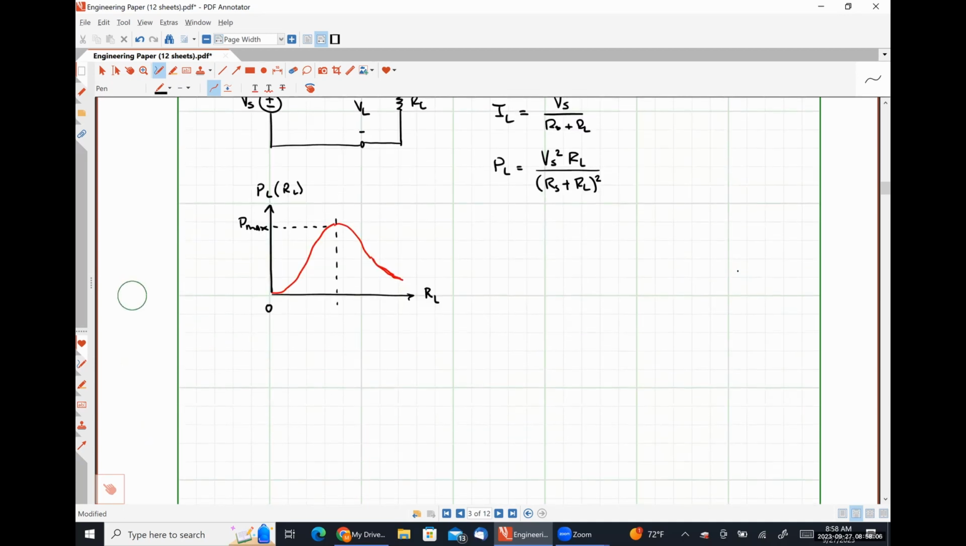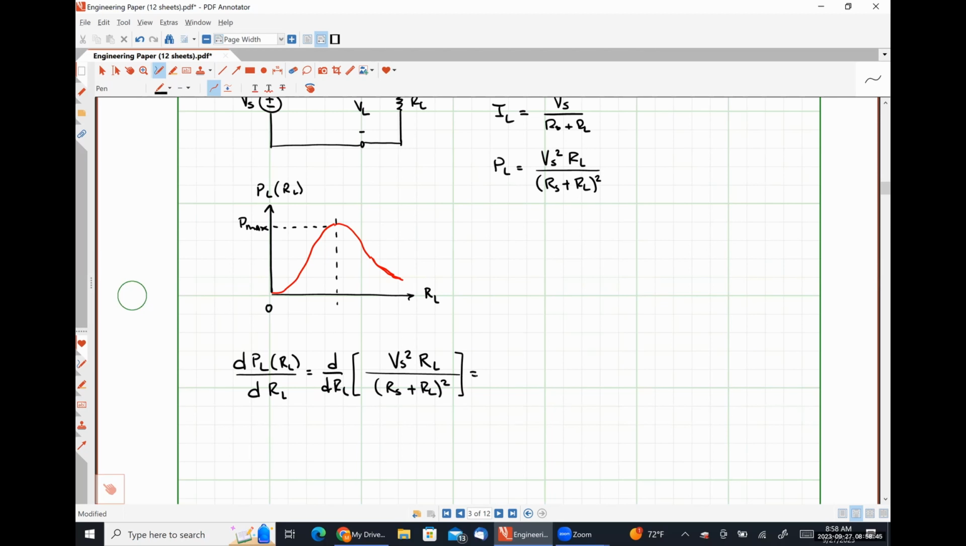Okay. So the derivative of PL as a function of RL with respect to RL is going to be the derivative with respect to RL of Vs squared times RL over Rs plus RL squared.